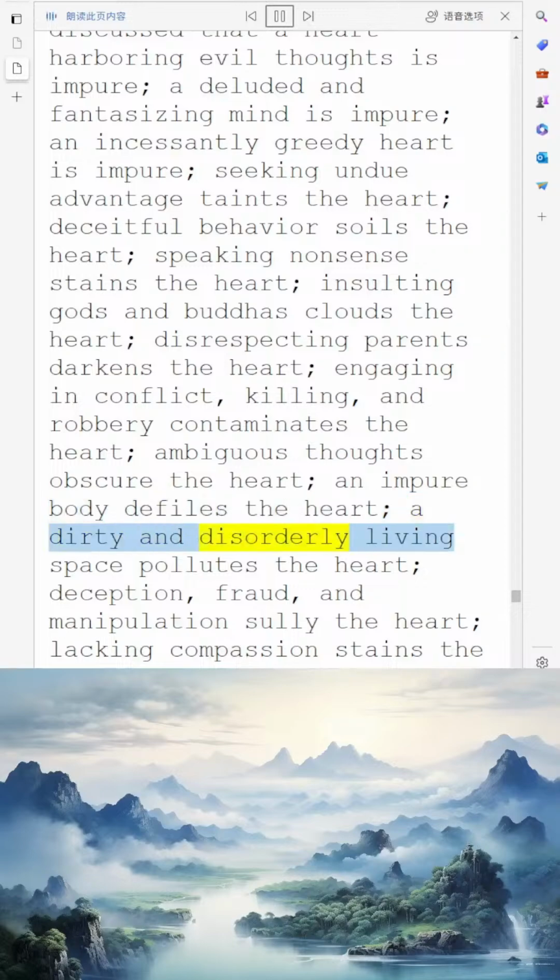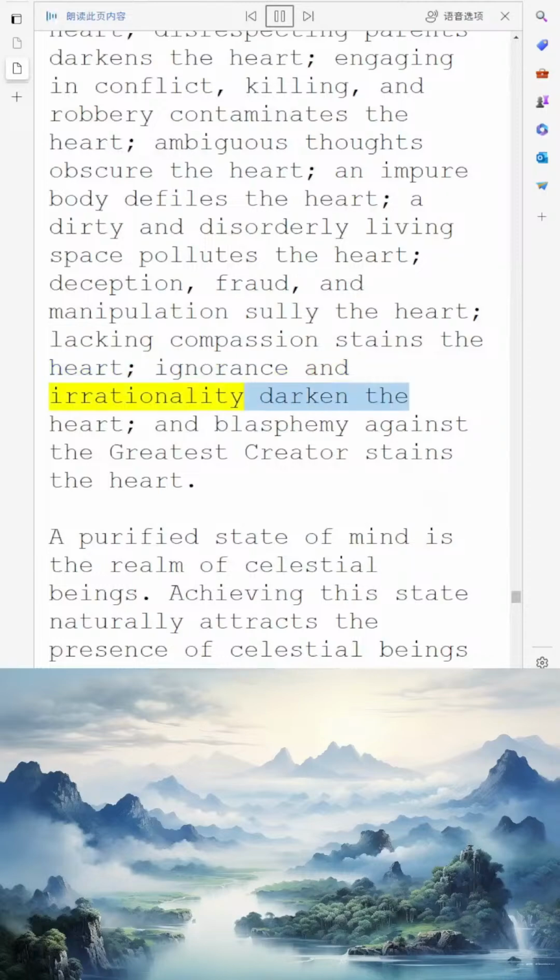A dirty and disorderly living space pollutes the heart. Deception, fraud, and manipulation sully the heart. Lacking compassion stains the heart. Ignorance and irrationality darken the heart. And blasphemy against the greatest creator stains the heart.